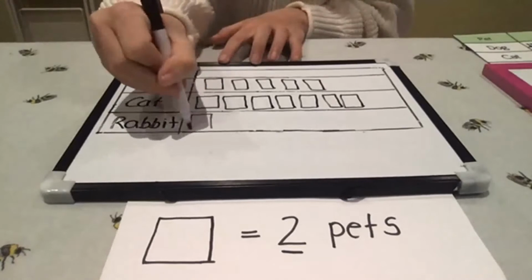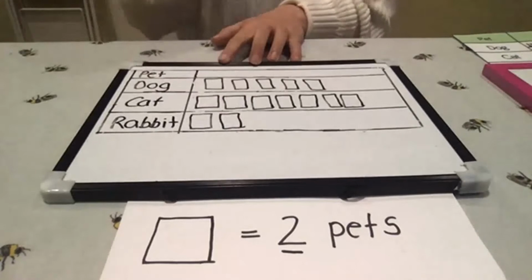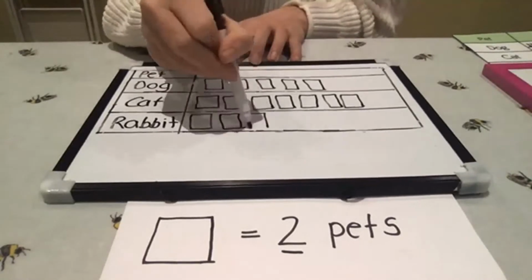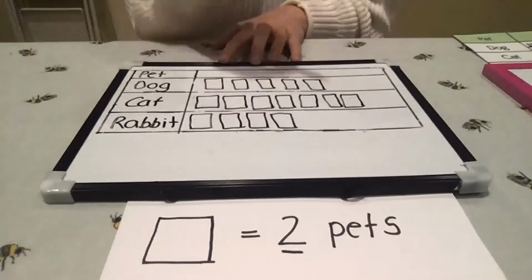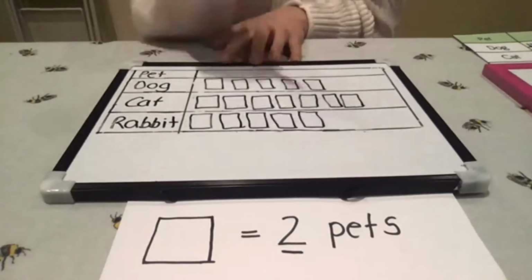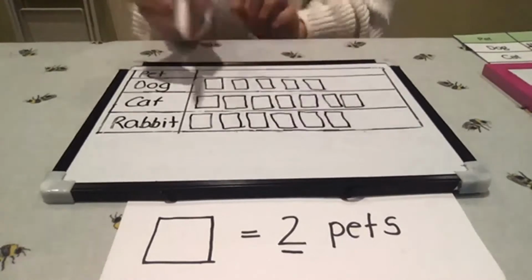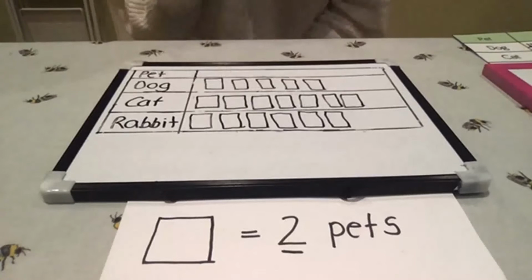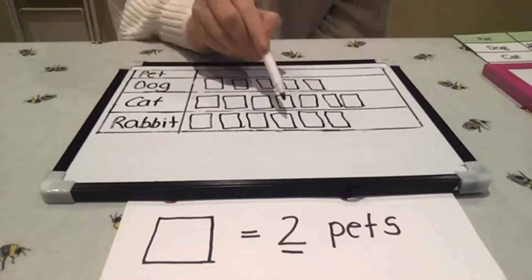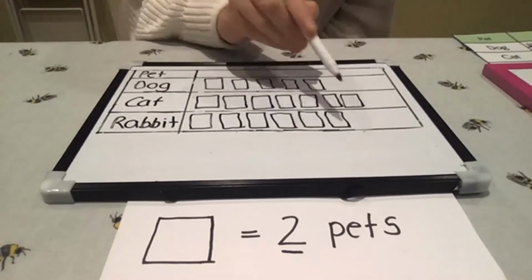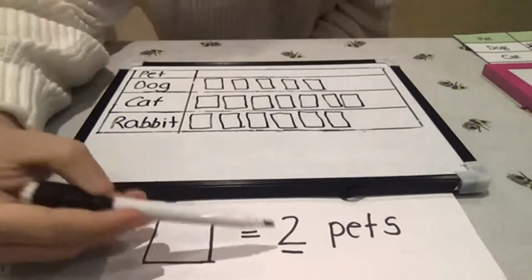So we've got 1 square representing 2, 2 representing 4 rabbits, and we've got another one for 6 rabbits, another one for 8 rabbits, another one for 10 rabbits, and one last one for 12 rabbits. So there we go, Yetu. Well done if you got that right, because look, we've got 12 rabbits. We've got 2 rabbits, 4 rabbits, 6 rabbits, 8 rabbits, 10 rabbits, 12 rabbits, and I'm counting up in steps of 2 because each square represents 2 pets.